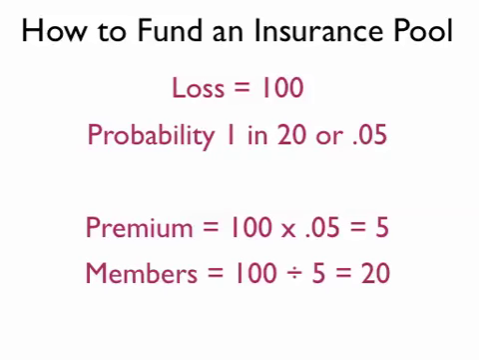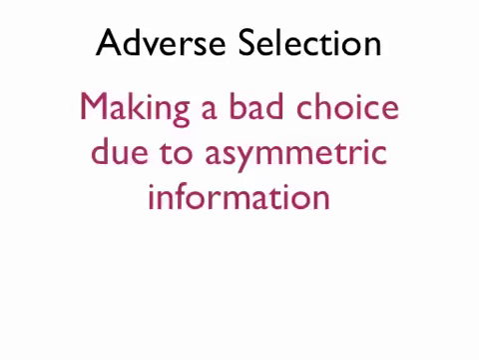The number of members that you'd have to have in order to fund the pool would be 100 divided by the premium, or 20. You see how that works? All right, that's how we would fund an insurance pool. Adverse selection is an aspect of insurance. Under adverse selection, a person makes a bad choice due to asymmetric information. They don't have sufficient information or the same information that the other side of the transaction has. Consequently, they make a bad choice.